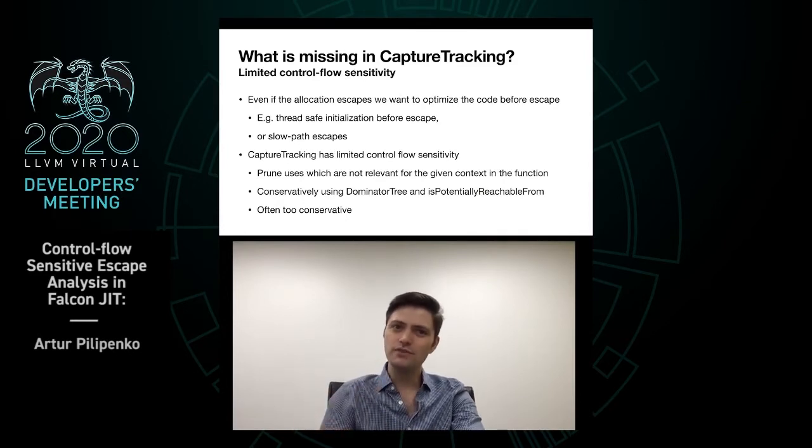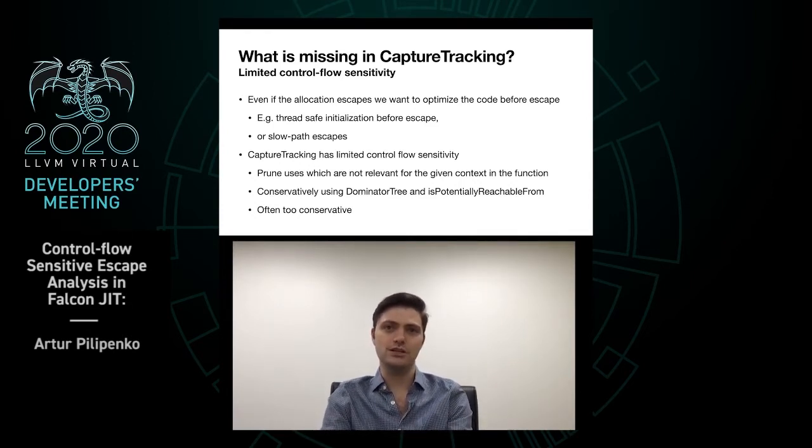Another limitation we found is limited control flow sensitivity. Even if the allocation escapes at some point, we want to optimize the code before the escape. For example, there might be a non-trivial amount of thread-safe initialization which we can optimize. Or the escape might only be on slow paths. In this case, we can and want to optimize the fast path.